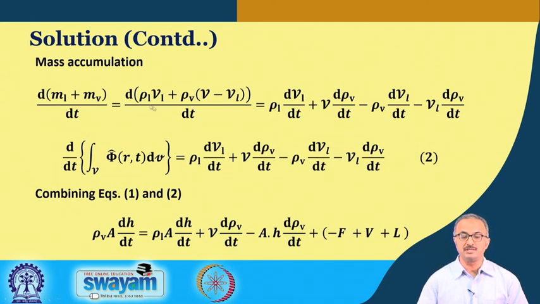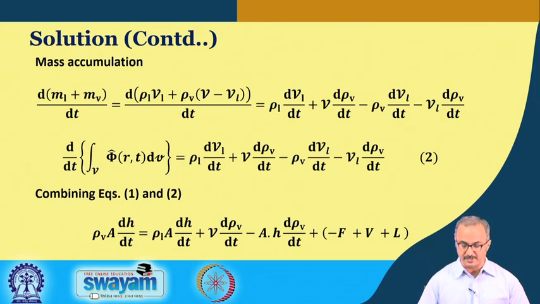Now, if we put this in the accumulation term and expand it, we get these particular terms. After putting these terms and the flux, we will have this particular expression to find the variation of the liquid height with time inside the evaporator.